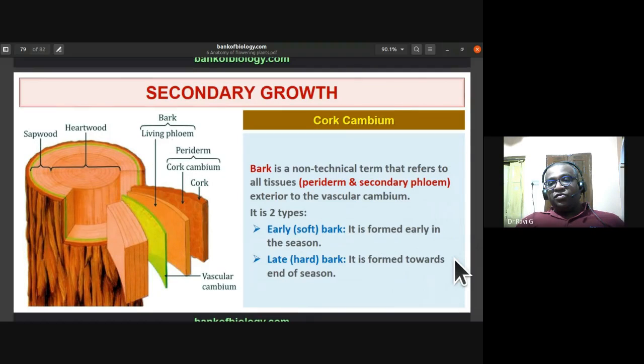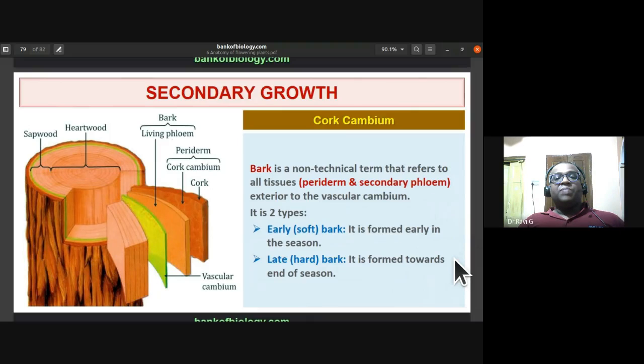Now, the definition of bark. Bark is a non-technical term that refers to all tissues from secondary phloem to periderm. Many times they give this for NEET. So the tissues away from secondary xylem, that is, it includes secondary phloem and periderm, are termed as bark.